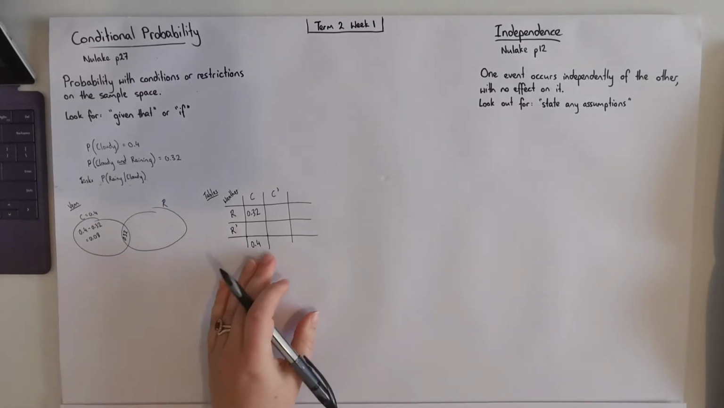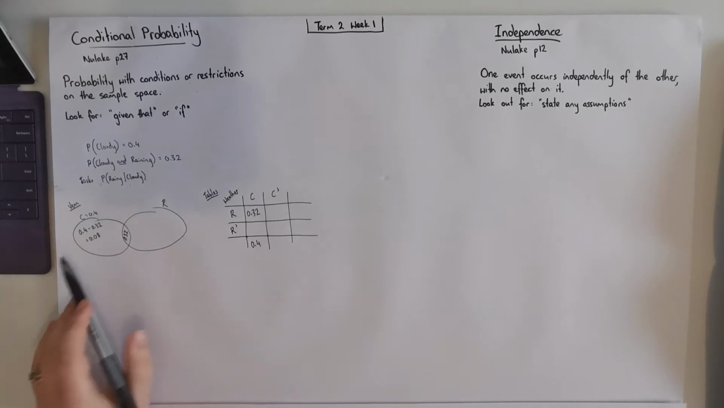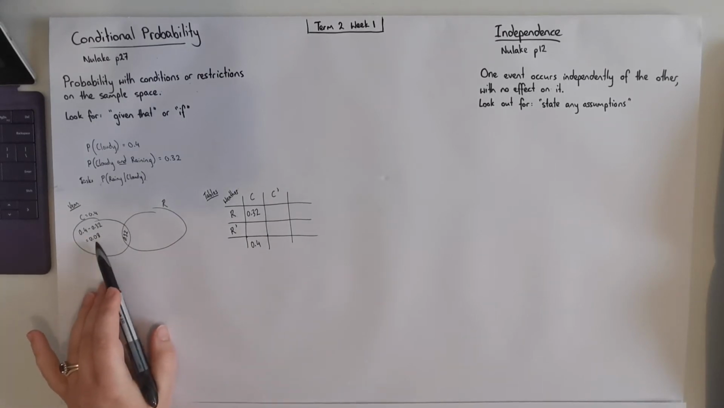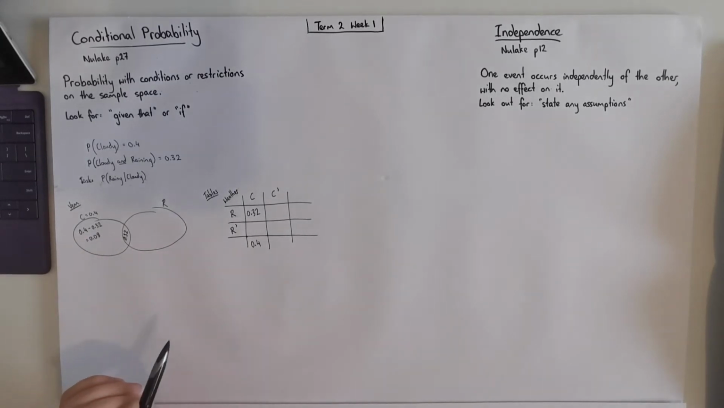So hopefully that clears it up a little bit as to why we had to do this subtraction to get 0.08. Easy mistake to make. Make sure you spot them and fix them.